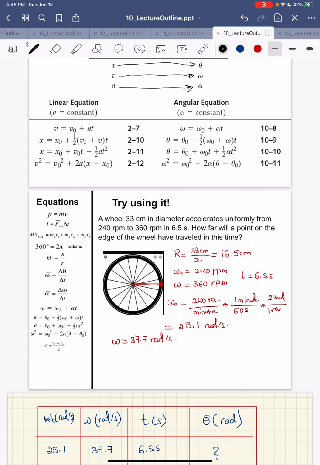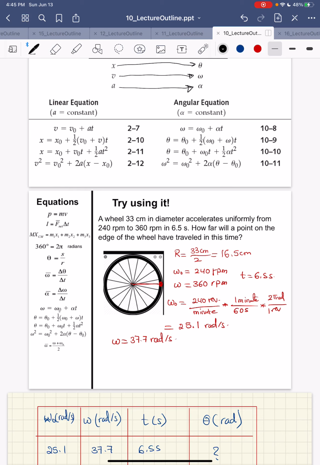How far will a point on the edge of the wheel have traveled in this time? As I said, we have calculated R. Now, omega 0 is in units of revolutions per minute. I will say the people outside our physics class are not aware of the radians, and this is the reason we are using that unit, which is more practical.